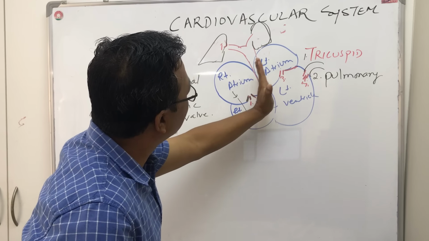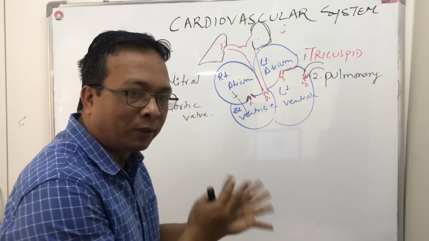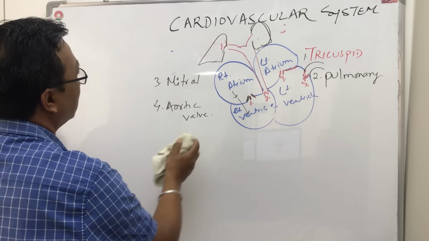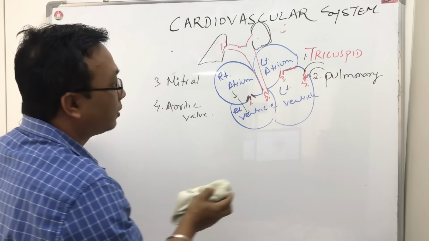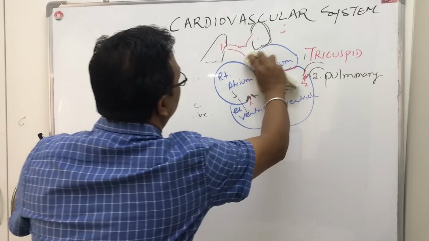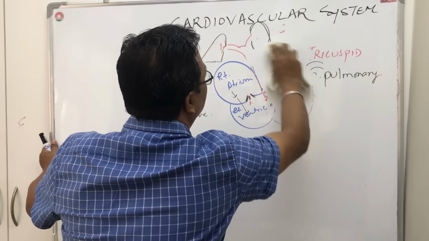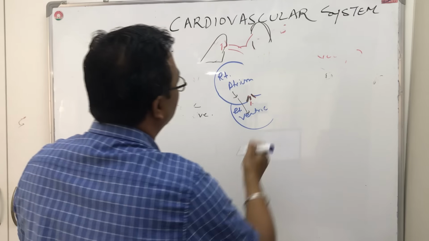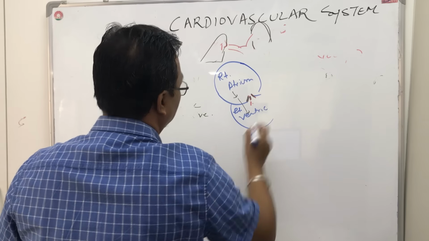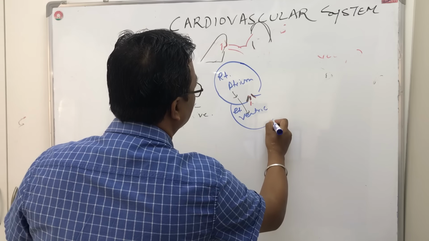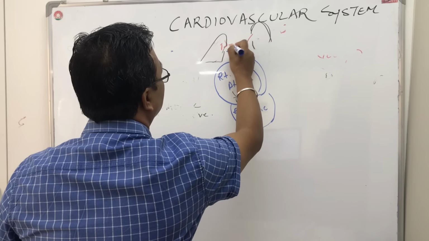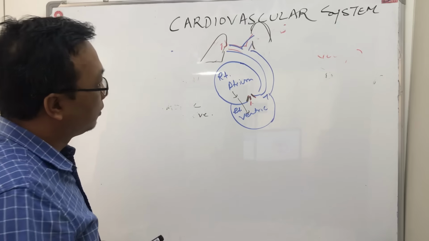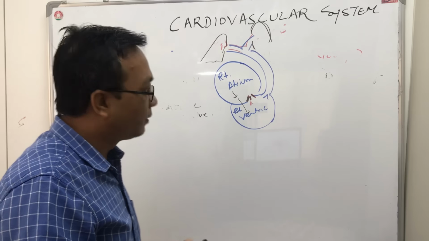So let's discuss the right side of the heart today. First we will start with the right side and left side, because they both have different functions. Let me draw this right side. Let me cut this part. We will only do the right side, then we will combine the right side and the left side.